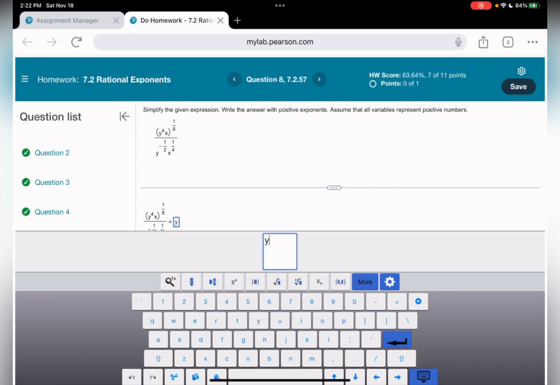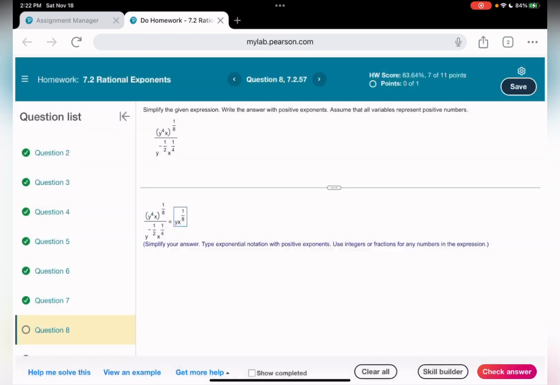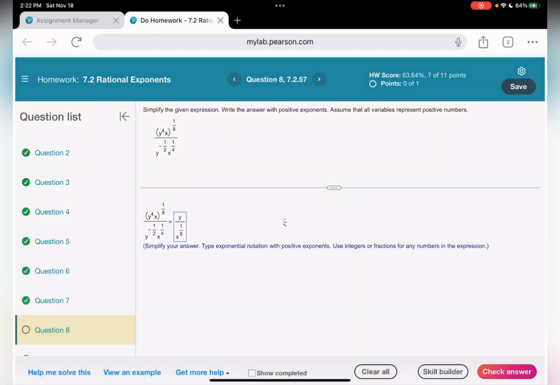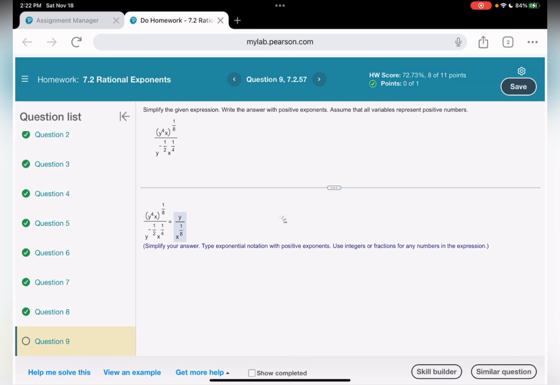Where is my y? Here. And then x to power, I'm going to make a fraction, 1 forward slash 8. I typed it wrong. What did I do? Ah, at the bottom. I put it correctly also, and still, one second. x to power 1 over 8. Now it's correct.